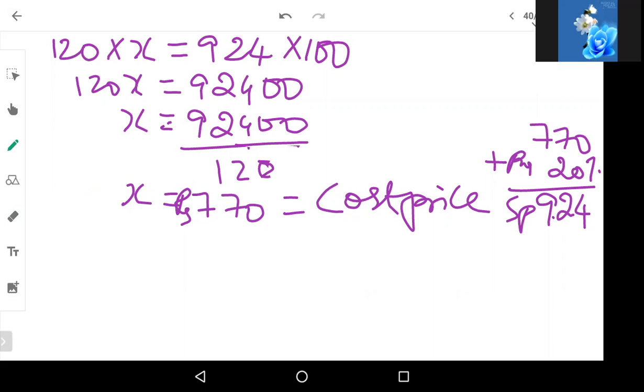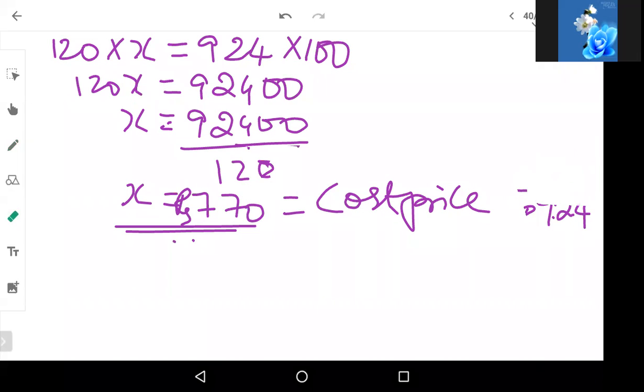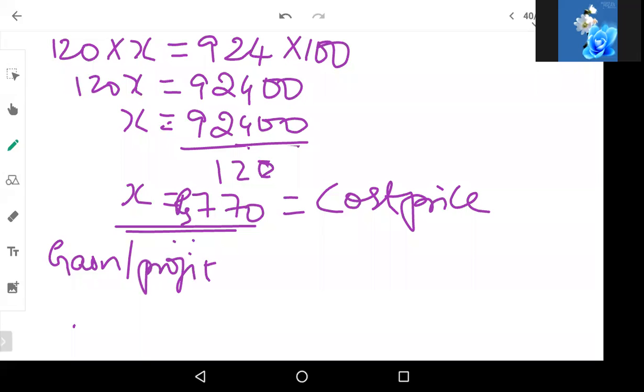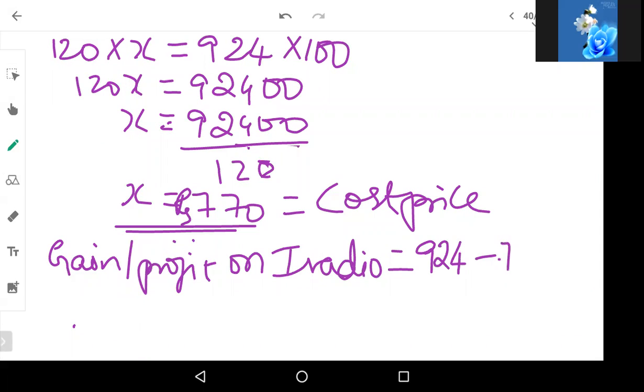Did you understand now? Is it clear? Good. So this is our cost price for the first radio. Now similarly, let us find out the cost price for the second radio. Now second radio is being sold at loss of 20%. Okay. Now before going to that, let us see how much he has gained. So profit on the first radio. Gain or profit on first radio. He sold it at 924 and the cost price is 770. So what is the profit? 154 is the profit.